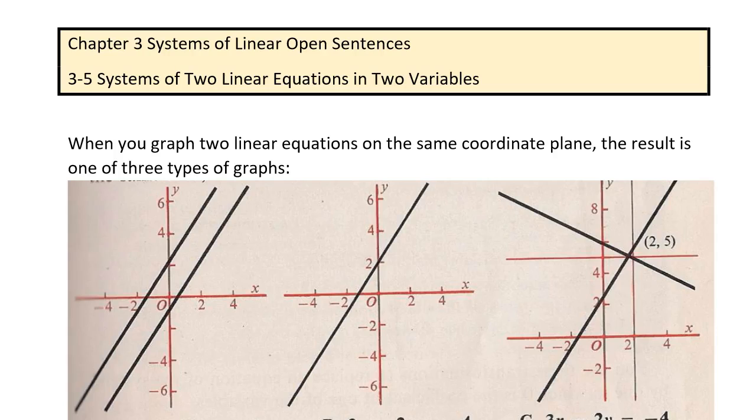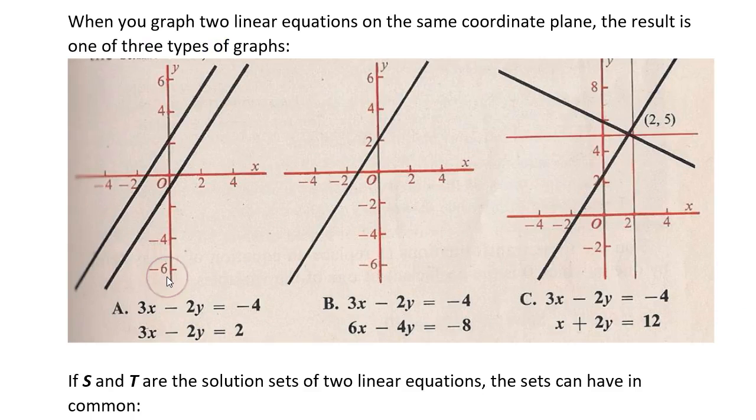This video is for section 3-5, systems of two linear equations in two variables. When you graph two linear equations on the same coordinate plane, the result is one of three graphs. This diagram shows the three graphs.